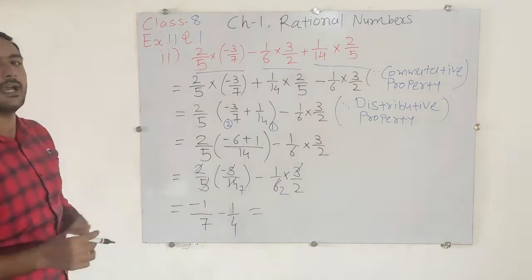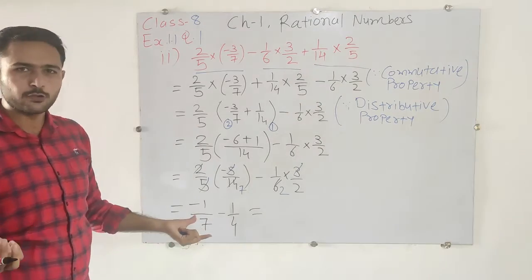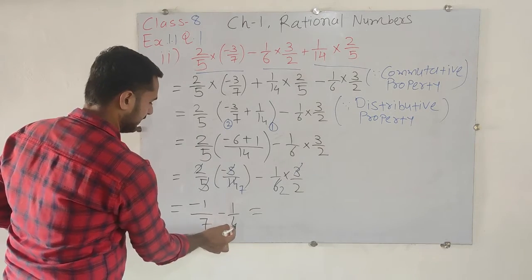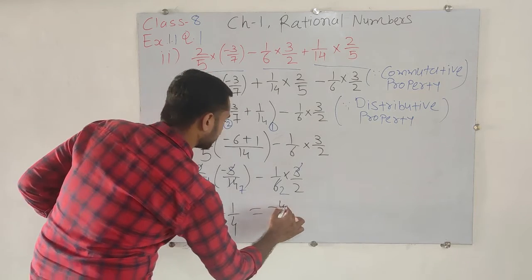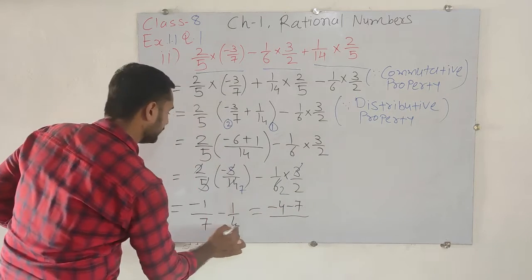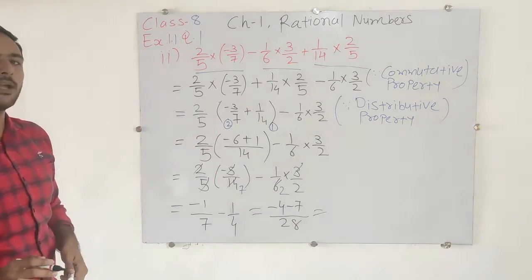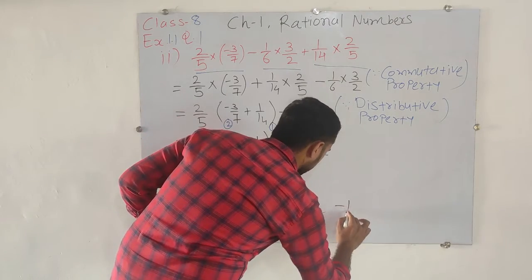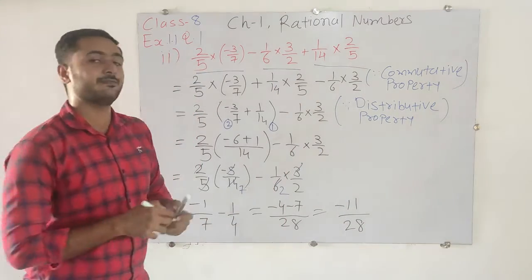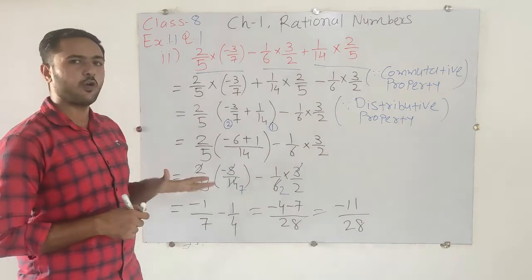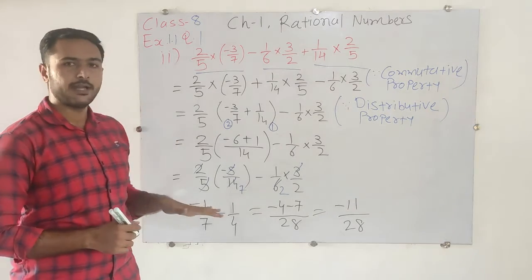Now again, we need to take the LCM of 7 and 4, or we can do the cross multiplication because that will be 28 only. So let's do the cross multiplication. 4 into 1, that is minus 4. 7 into 1, that is minus 7. And 7 into 4, that is 28. Minus 4 and minus 7, that is minus 11 divided by 28. This is our final answer, and we solved this problem with the help of the properties. Fine. Now pause the video and note it down.